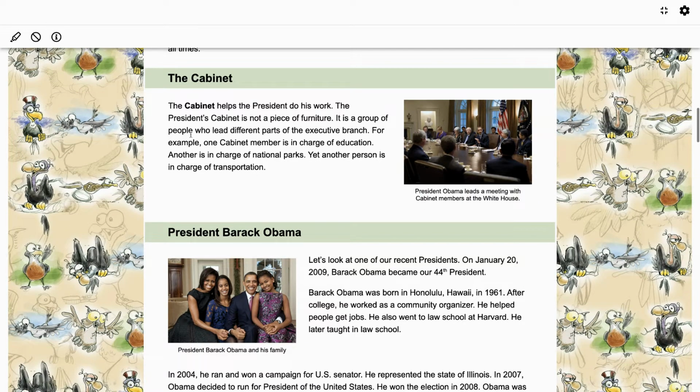The cabinet. The cabinet helps the president do his work. The president's cabinet is not a piece of furniture. It is a group of people who lead different parts of the executive branch. For example, one cabinet member is in charge of education, another in charge of national parks, yet another person is in charge of transportation. So this is a picture of former President Barack Obama in a meeting with his cabinet members in the White House. This is what their meetings look like.